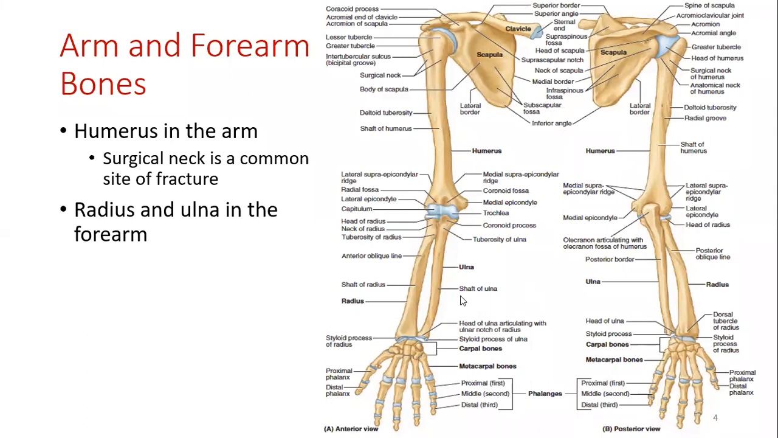For our radius and our ulna, you can see this is an anterior view, this is a posterior view. You can see how your olecranon, that is our bone structure, that is our elbow, is on the ulna and it's articulating with our humerus. So when it comes to articulation of these structures, remember that the humerus articulates with the ulna, the ulna articulates with the radius both proximally and distally, and then the radius articulates with your carpal bones, your wrist bones.